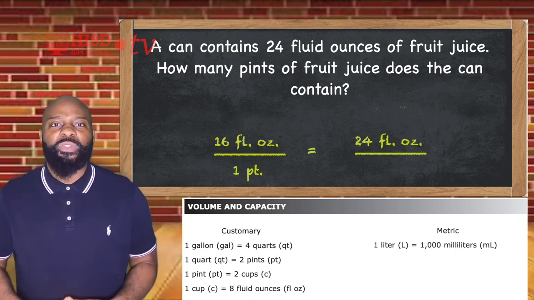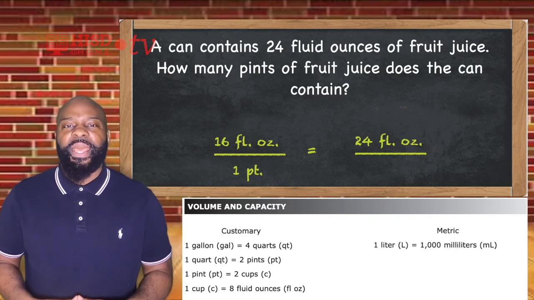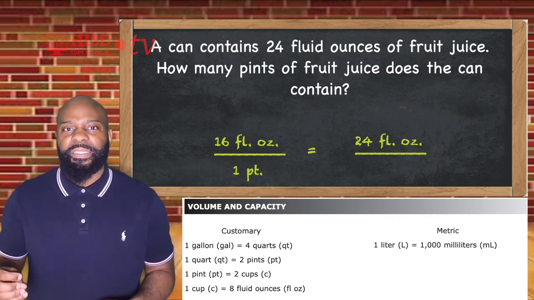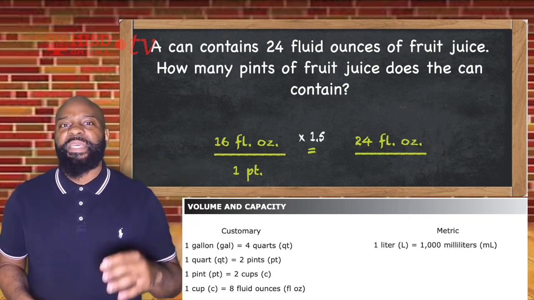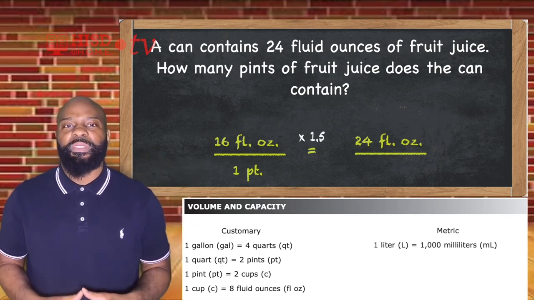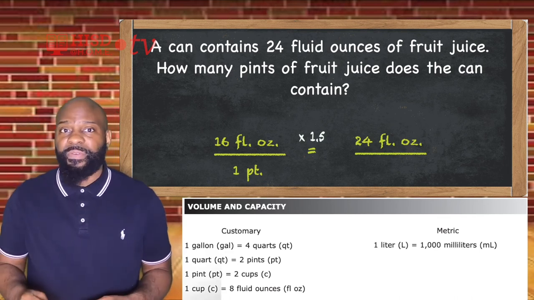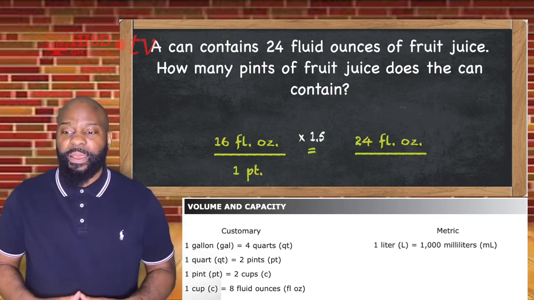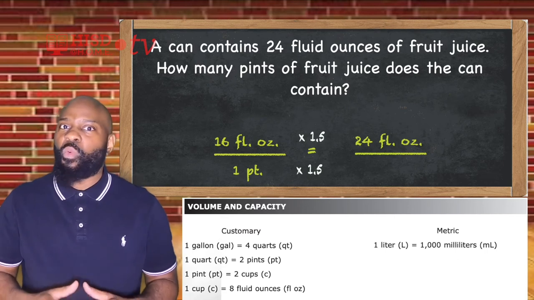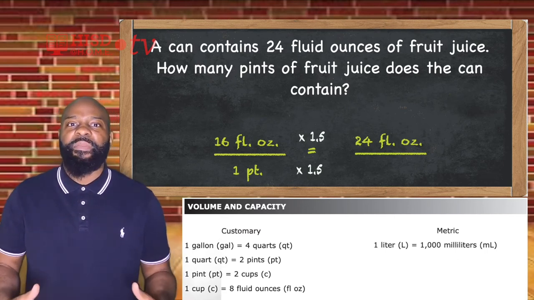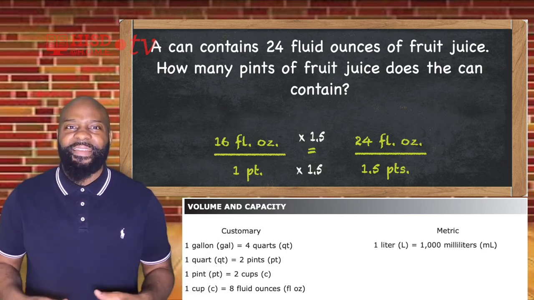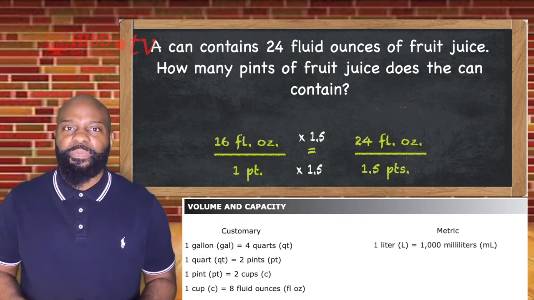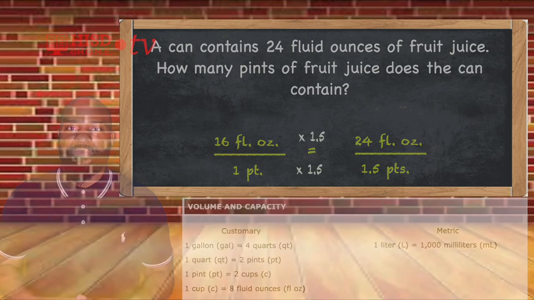So once I divide 24 by 16, I get 1 5/10. Okay, so I say 16 times 1 5/10 gives me 24 fluid ounces. What's good for the top is good for the bottom. I'm also going to multiply 1 pint times 1 5/10, giving me a total of 1 5/10 pint. So there you have it. 24 fluid ounces equals 1 5/10 pint, or 1.5 pints.